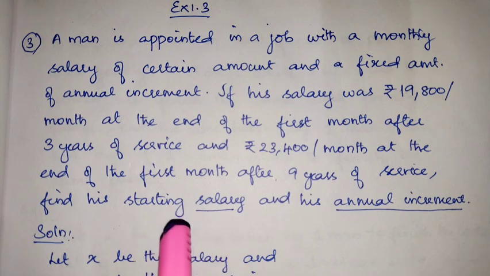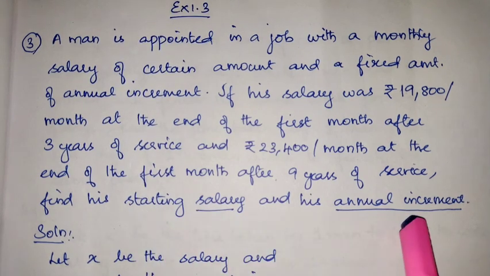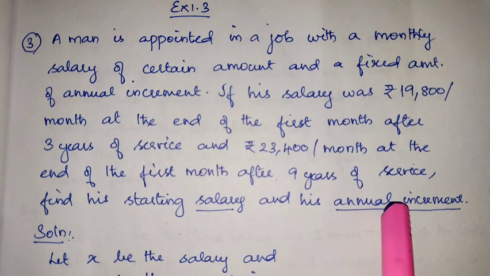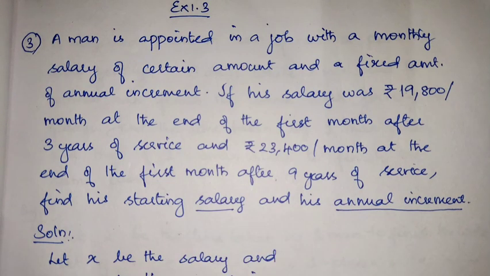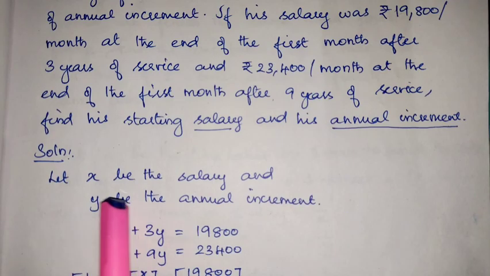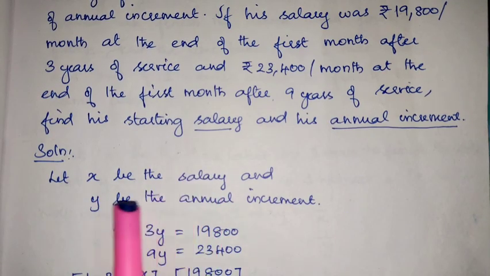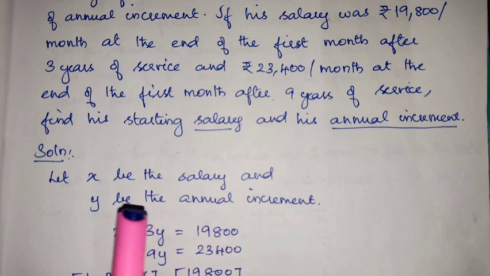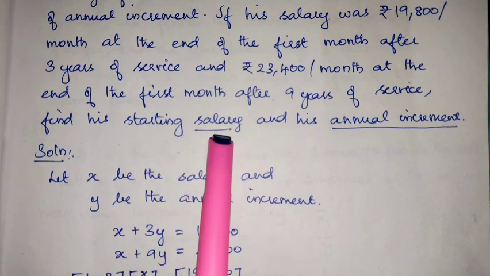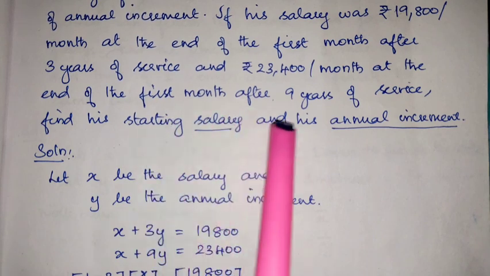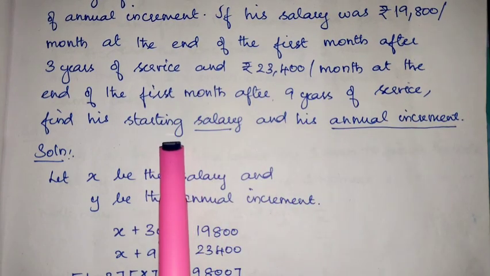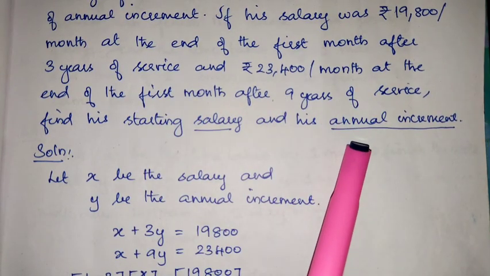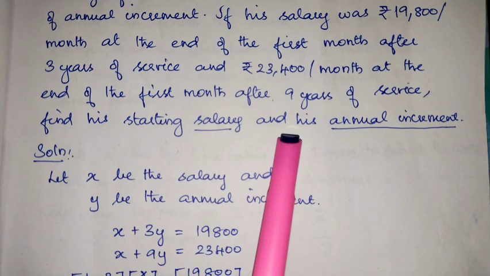So the starting salary and annual increment must be taken as unknowns. So we have to take that as unknown first of all. Let x be the starting salary and y be the annual increment, which is supposed to be found. That is asked in the question. So this is x and this is y, and from the given information we have to form the equations.